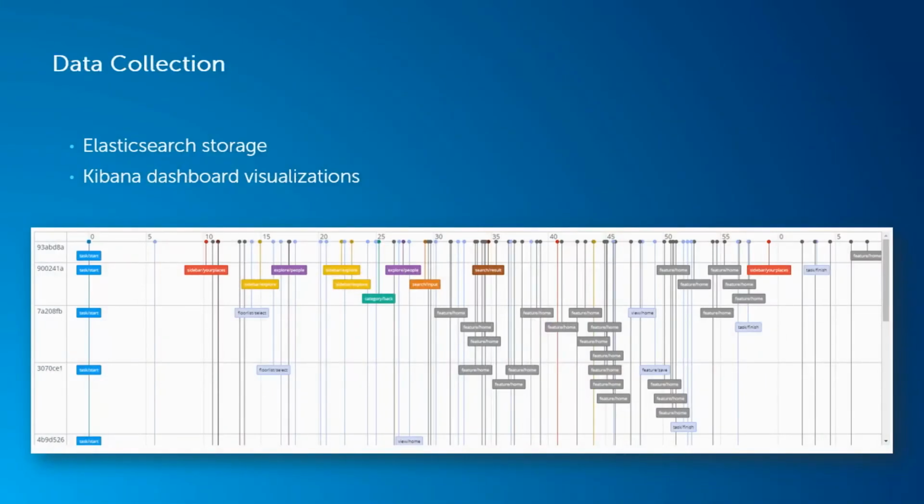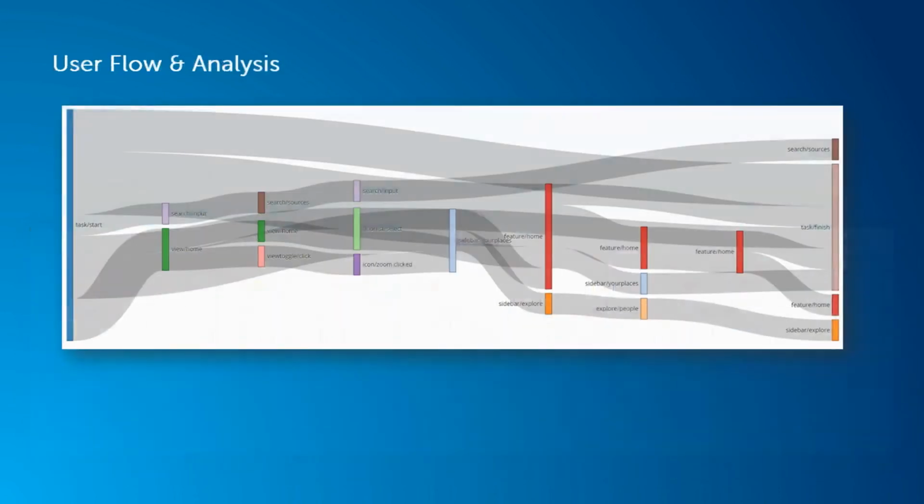So what we did is we collected the data, we stored it in Elasticsearch, and we used Kibana dashboards to visualize it. And you can see on the y-axis the anonymized users, and along the x-axis the user interactions by time elapsed in seconds. So all these little bubbles along the line are those events where users clicked on something. And then we visualized it as a user flow that helped us to represent and understand the different pathways the users would take through the application and to find potential problems. And you can see on the left-hand side, this blue stripe is when users started the task.